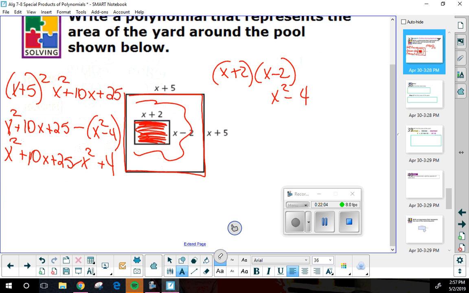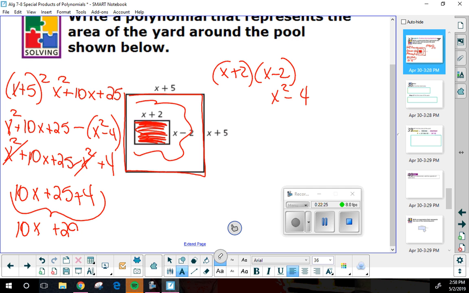I wanted to make sure you knew that. So that's x squared. That's minus x squared. What happens to those? They cancel out. That leaves me with 10x plus 25 minus 4. Just kidding, plus 4. So that's 10x, what? Plus 29. That's the polynomial that represents the area of the yard without the pool.